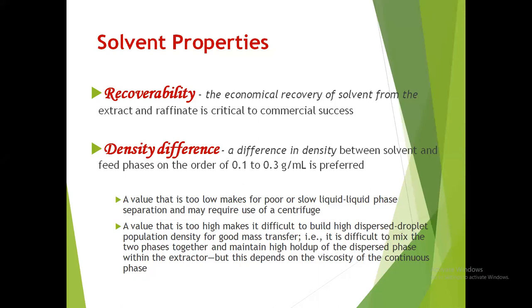Now, a value on the other hand that is too high, meaning higher than 0.3, makes it difficult to build high dispersed droplet population density for good mass transfer. That is, it's difficult to mix the two phases together if the difference in the density is higher than 0.3. And if this happens, maintaining a high hold up of dispersed phase within the extractor will be difficult. Why? Because it depends on the viscosity of the continuous phase.